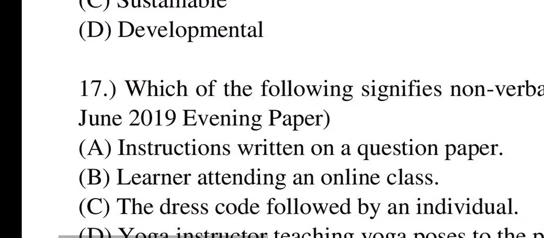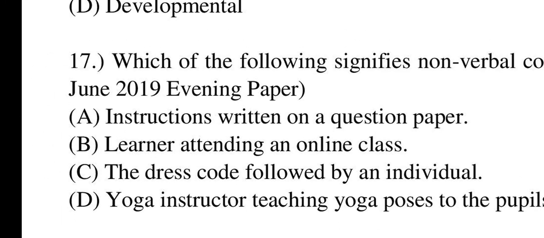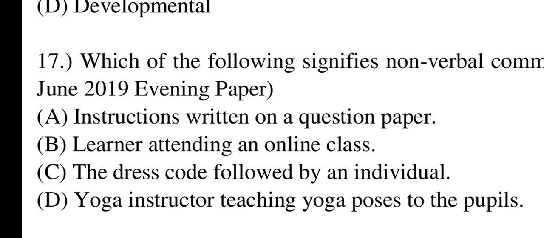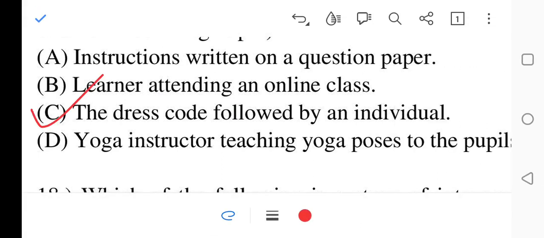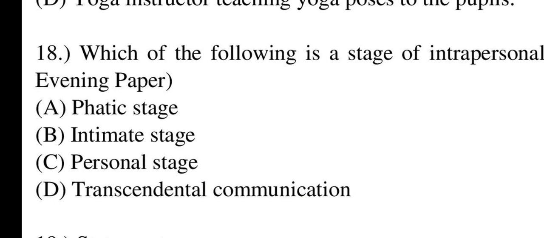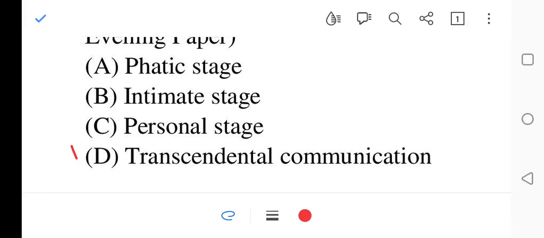16 is done. Question 17 says, which of the following signifies non-verbal communication in an essential way? A, instructions written on a question paper; B, learner attending an online class; C, the dress code followed by an individual; D, yoga instructor teaching yoga poses to the pupils. Number 17, C will be correct: the dress code followed by an individual. 17 is done. Question 18 says, which of the following is a stage of intrapersonal communication? A, phatic stage; B, intimate stage; C, personal stage; D, transcendental communication. 18, D will be correct: transcendental communication.